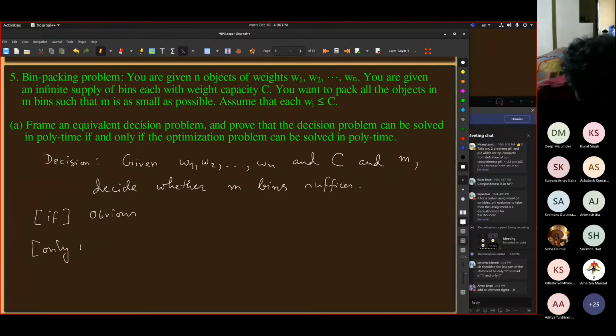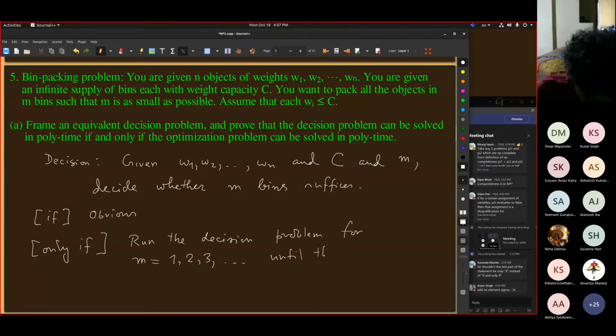Only if, that is, I want to solve the optimization problem given a polynomial time algorithm for the decision problem. So run the decision problem for m equal to 1, then 2, then 3, and so on, until the decider says, yep.